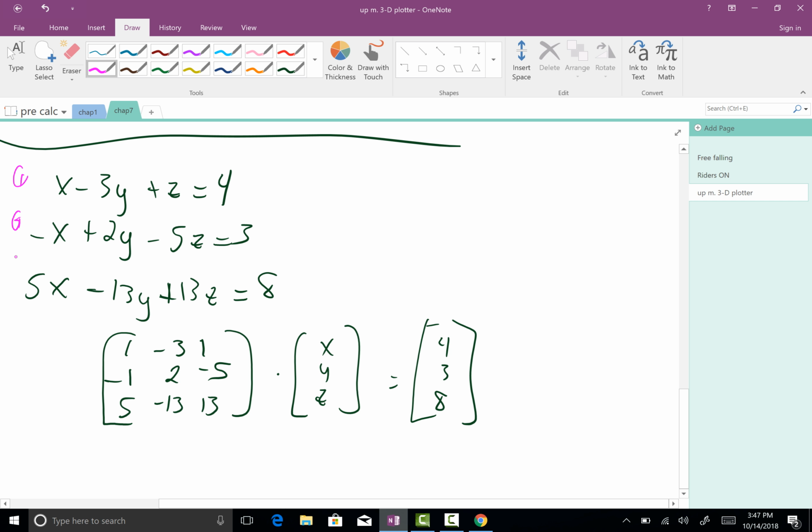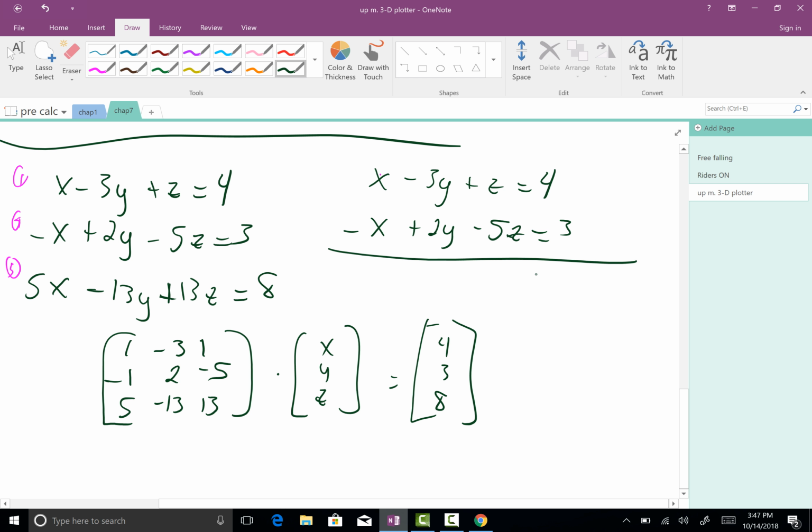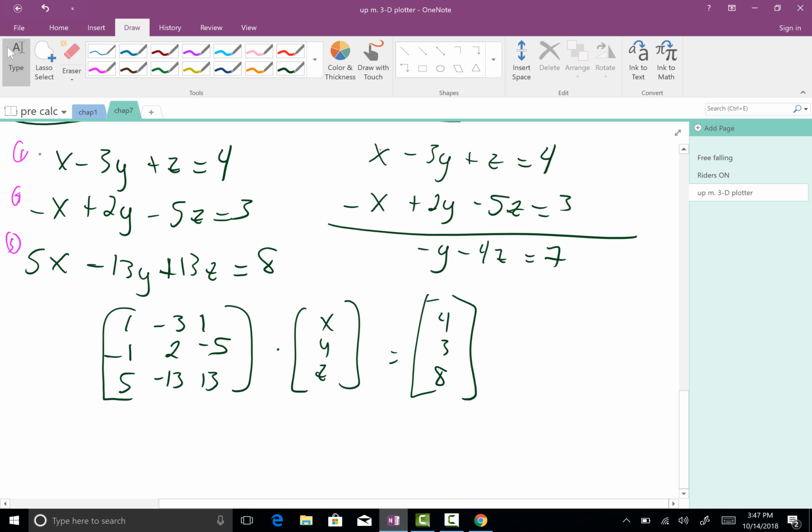and we just went 1, 2, 3, and we said, okay, let's do 1 and 2, right? So I'm going to go x minus 3y plus z equals 4, and negative x plus 2y minus 5z equals 3, right? And I'm just going to add these equations, so I get a negative y, a negative 4z equals 7, all right? Now I have to pick two more equations to deal with. Let's go with 1 and 3. I like those ones.